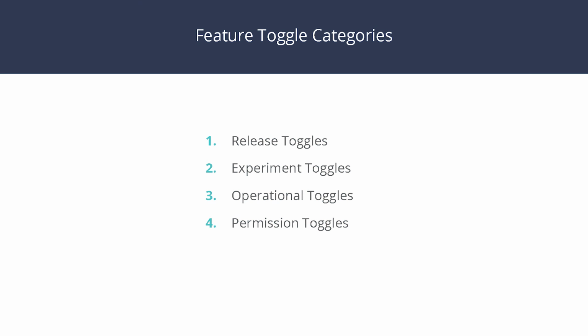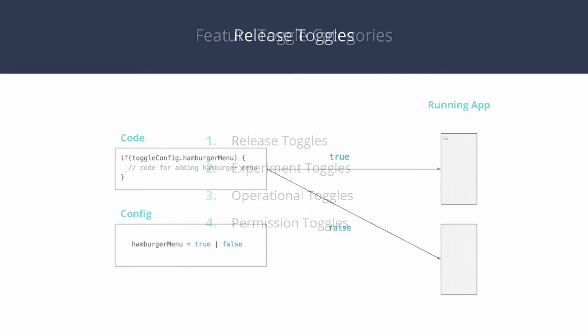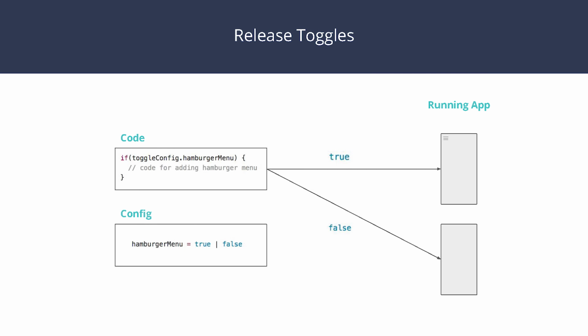So I'm just going to talk about 4 categories of feature toggling. There's release toggles, there's experiment toggles, there's operational toggles, and there's permission toggles as well. So we'll start with release toggles. What release toggles do is they allow incomplete or untested code paths to be merged into your main branch.